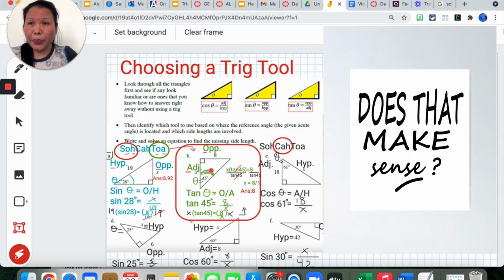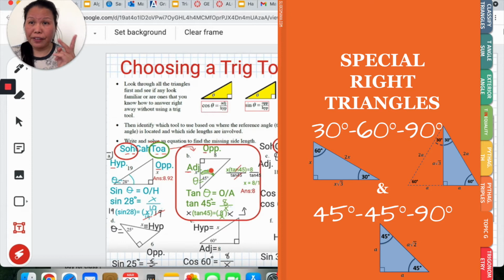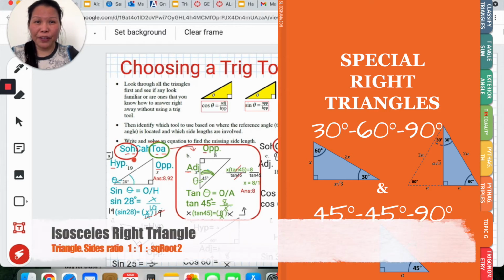You remember we studied the special right triangles. There are 2 special types, 30-60-90 and 45-45-90. If we remember that, we didn't have to go through this trig process to solve it. If we just use the special ratio we learned, 1, 1, square root of 2 for the special right triangle with 45 degrees, that means this side and this side are congruent to each other, and the hypotenuse is 1 times square root of 2.